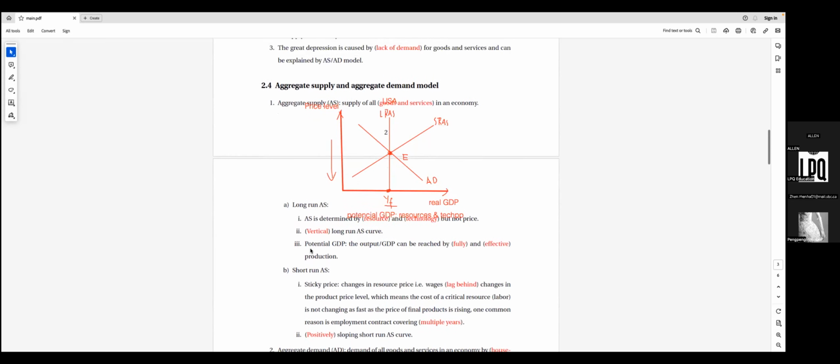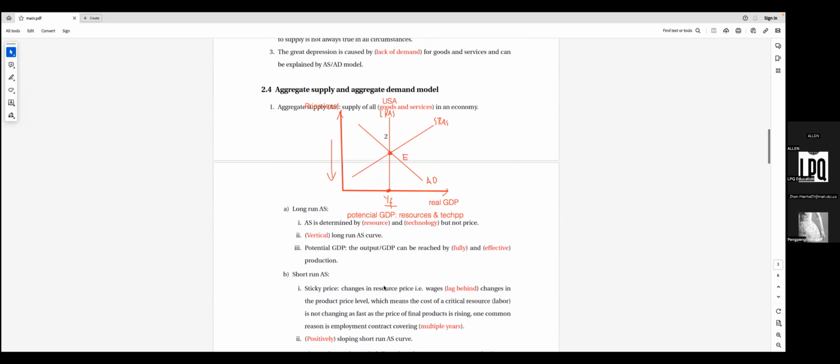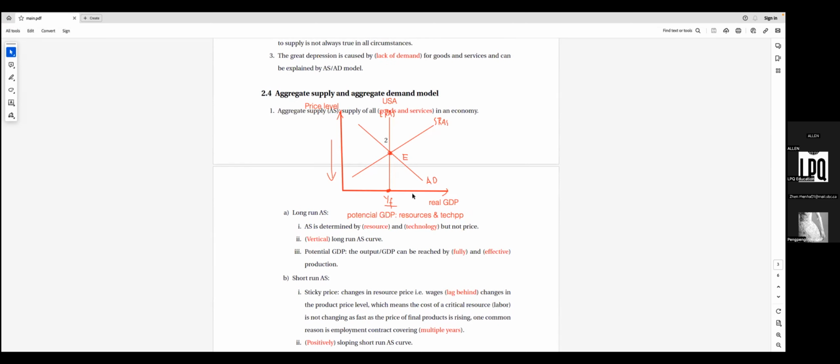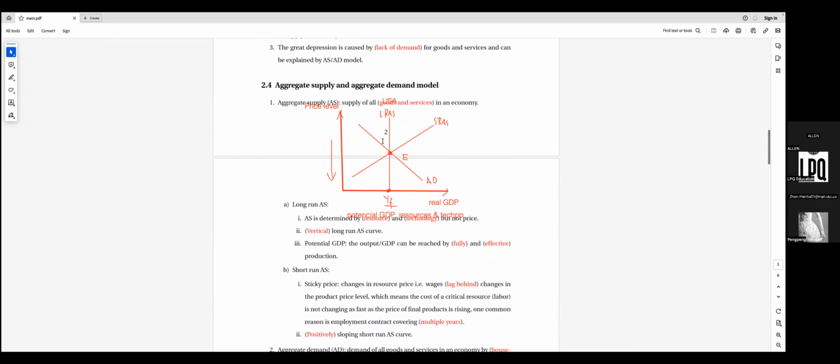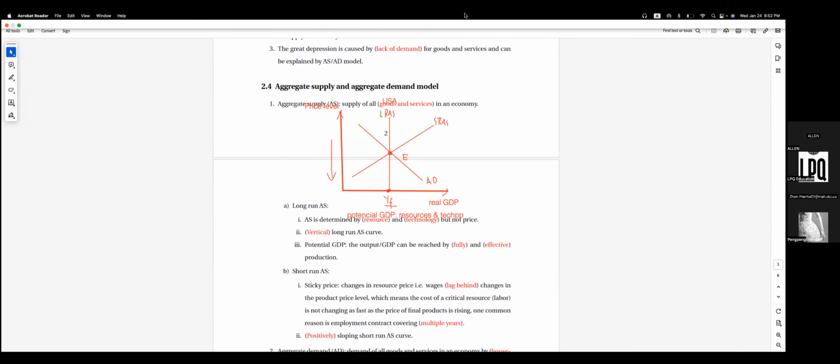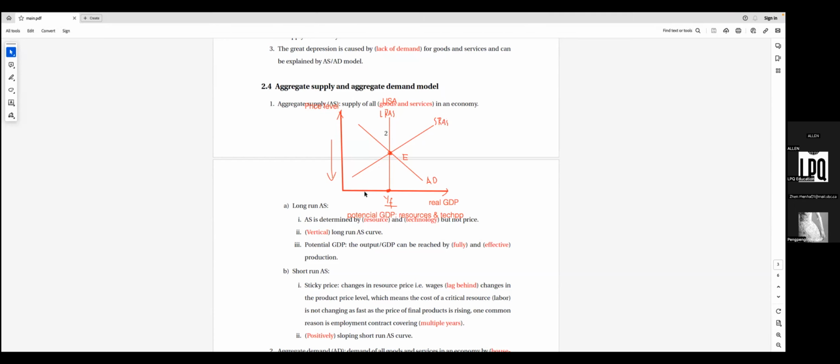So you can fill all these blanks. So what have we done here? We discussed everything about the long run AS. But today we just briefly discussed why short run AS is positively sloping. The reason I explained is that, based on your macroeconomics, producers want to make more money. So if the general price level increases, you want to produce more.